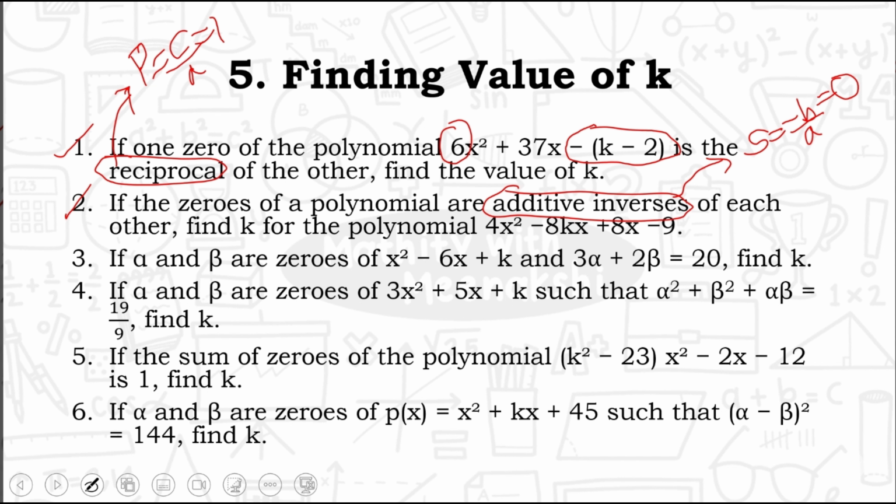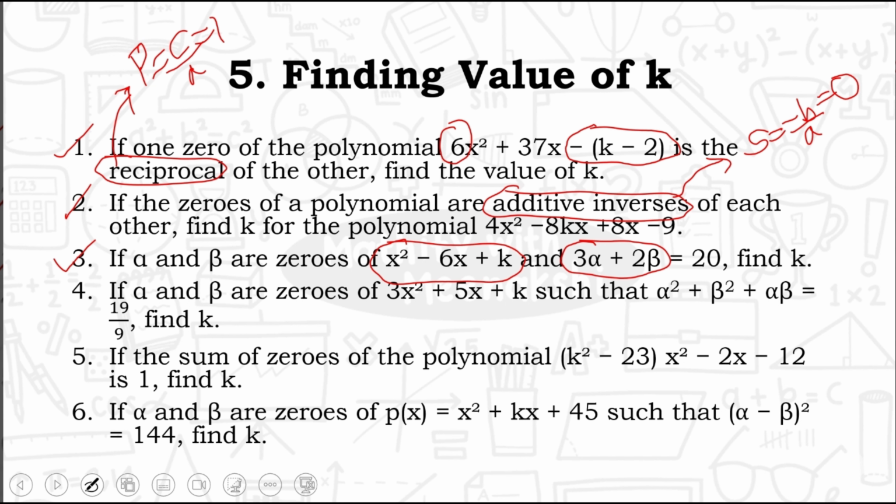Let's move to the third question. If alpha and beta are zeros of x square minus 6x plus k and 3 alpha plus 2 beta is 20, you have to find k. In this type of question, because the polynomial has two unknowns, you can't find the values of alpha and beta directly. So what you will do here is break this in terms of sum or product.